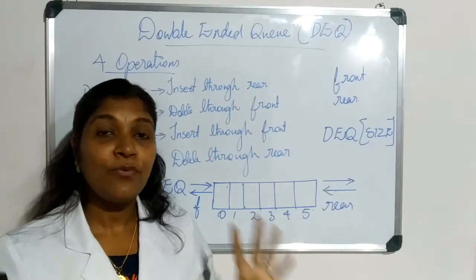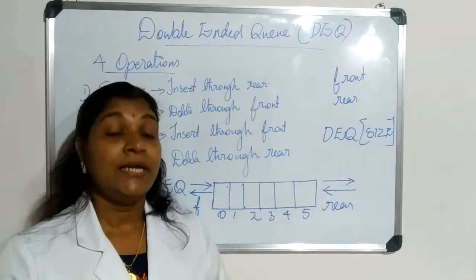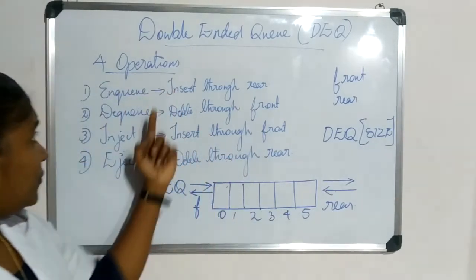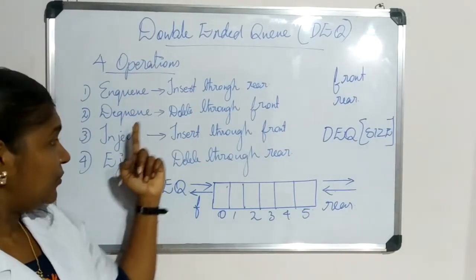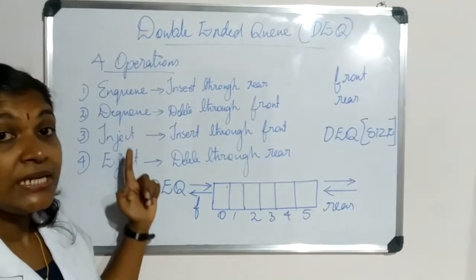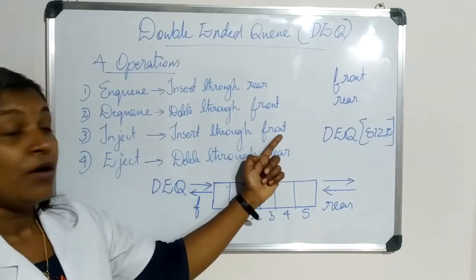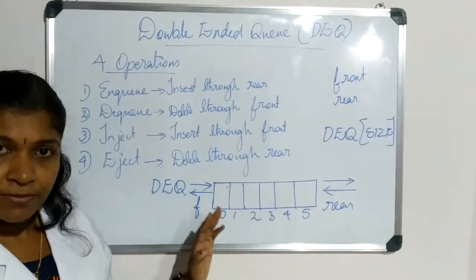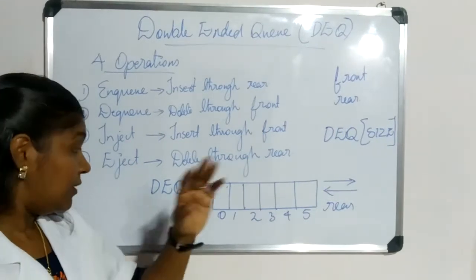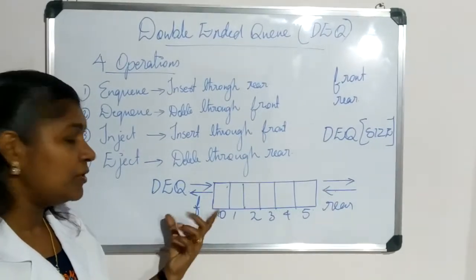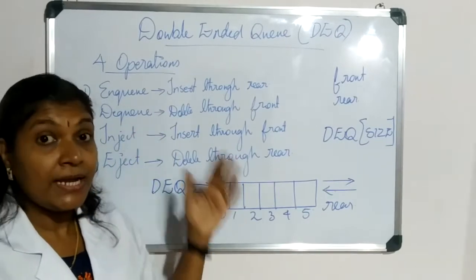Clear? So these are the 4 operations in a double-ended queue. It is very easy to remember. We have NQ, DQ, and the new 2 operations, inject and eject. Inject is the insertion of elements through the front end. Normally we don't perform the insertion of an element through the front end in our normal queue. So that is our idea to remember.